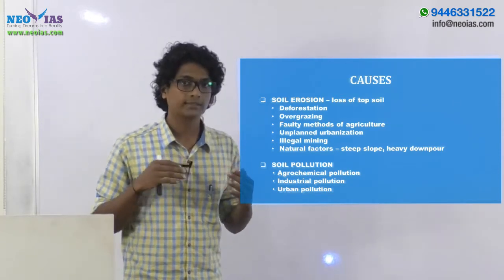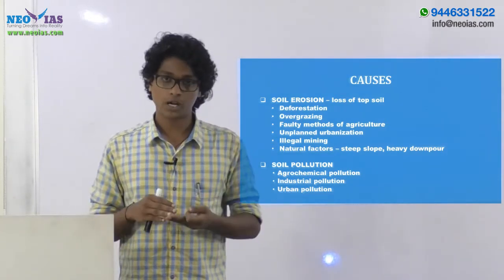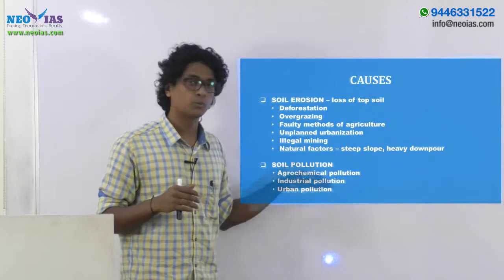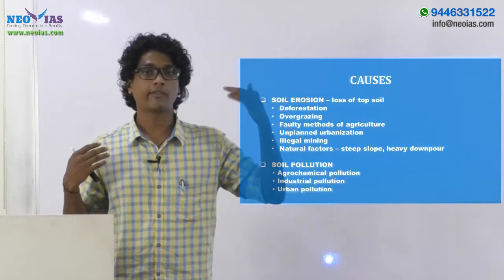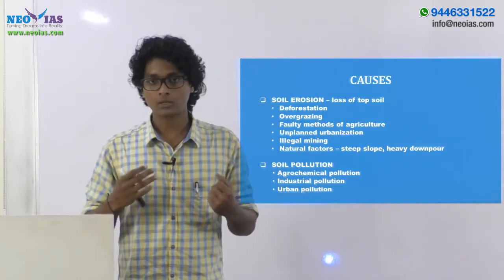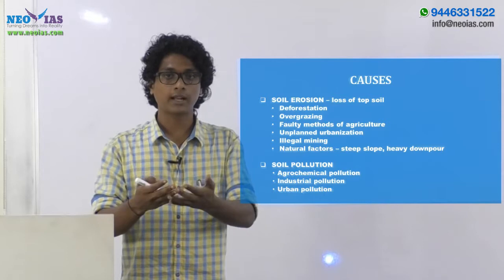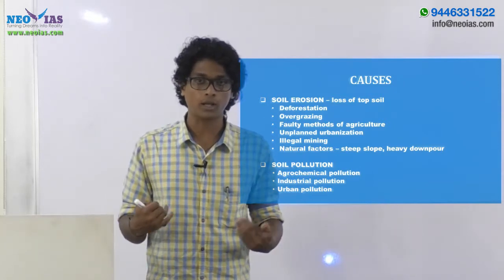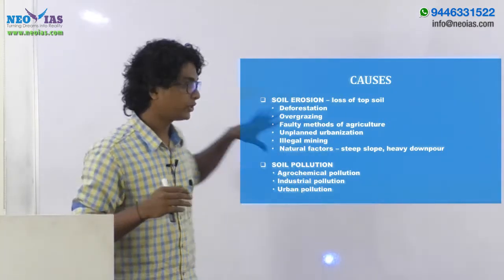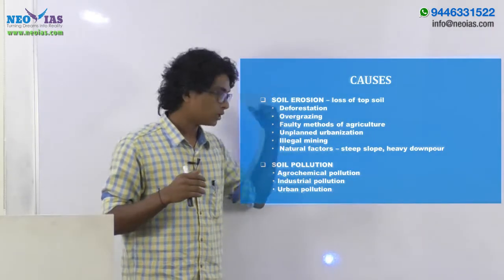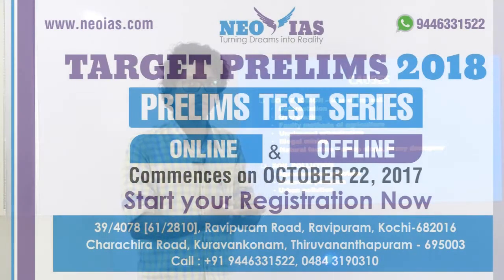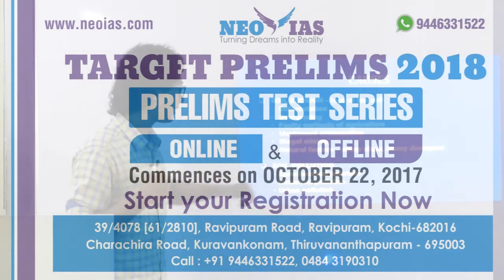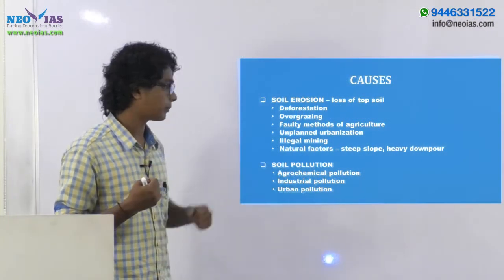The contamination of soil takes place through three processes. Like agrochemical pollution, in the sense that we are using excessive fertilizers. Among our farmers, there is a notion that if we use more fertilizer, it can result in more agricultural output, which is actually wrong. We should address that under the solution also. So more fertilizers as well as pesticides and insecticides can result in soil pollution. And the other thing is industrial pollution as well as urban pollution.